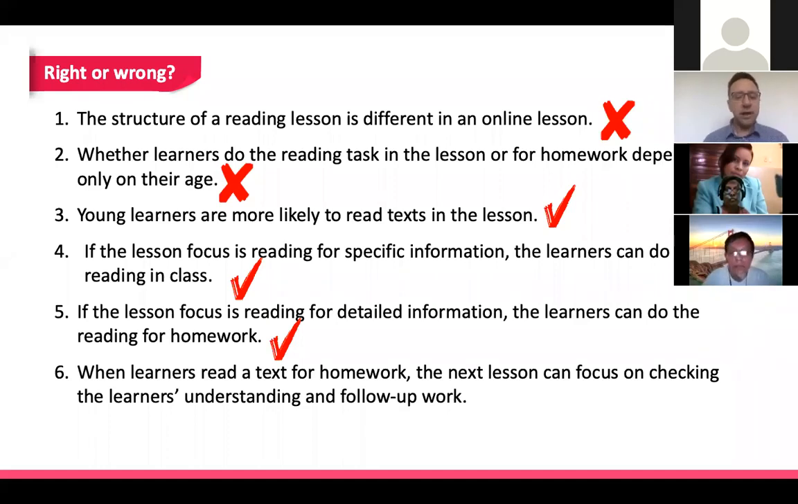And finally, when learners read a text for homework, the next lesson can focus on checking the learners' understanding and follow-up work. And of course, that is correct, okay? The richness about synchronic instruction is that we really do this after reading, this post-reading with them, because this is a moment in which we can integrate skills and in which we can build up from the content of the text. So remember to use those synchronic times for correction, and also for the integration of more skills, all right?